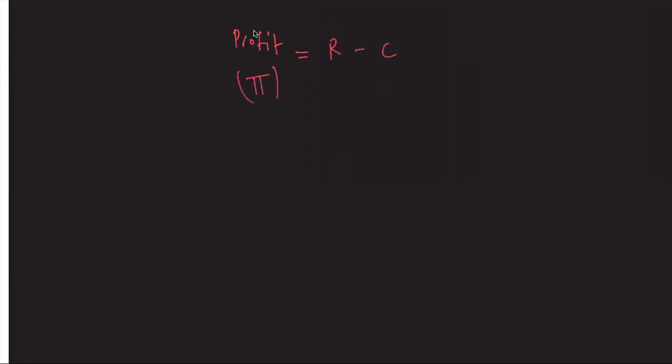So profit is revenue minus cost. So the symbol for profit is this. When you look at a firm, the profit maximization, this is the concept we talk about. Profit maximization happens at MC equals MR.